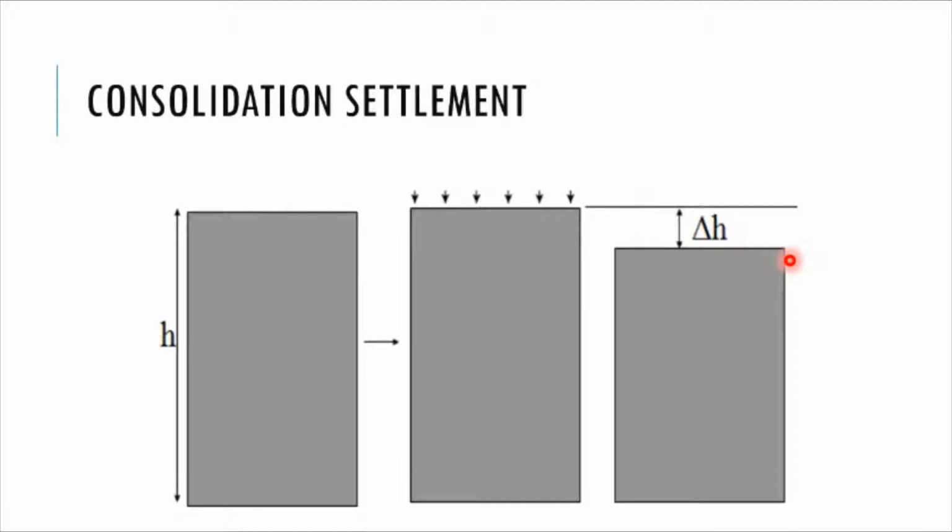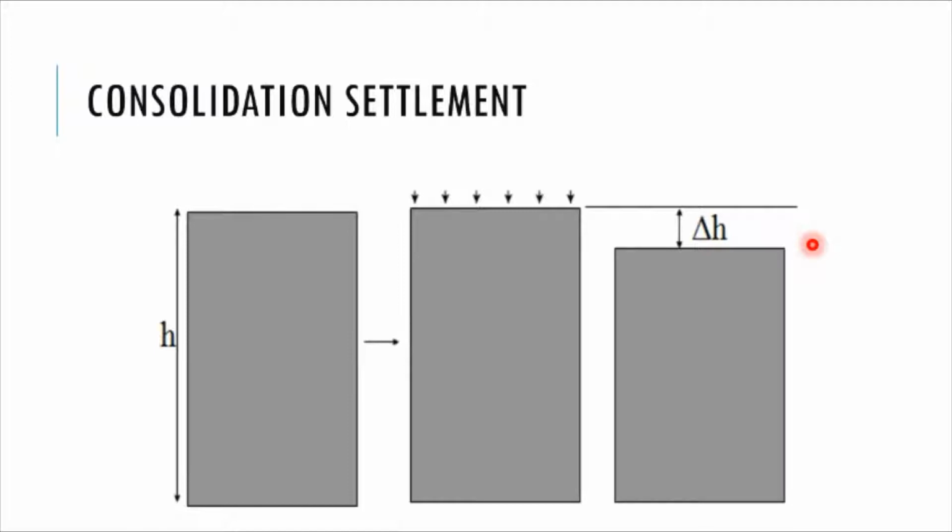So if you may ask, what is the difference between consolidation and compaction? Compaction is immediate. It is being done in order for us to avoid settlement of the soil. Consolidation settlement is time. It takes time rather.